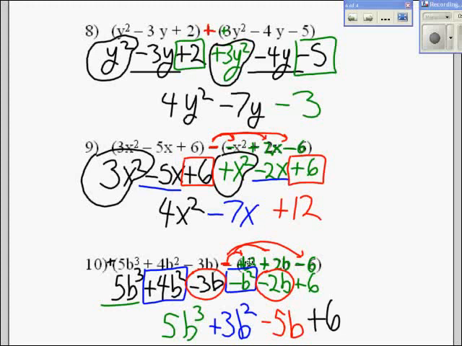So this is what your work needs to look like. I need to see that you've rewritten it without parentheses. When it's addition, you just copy everything exactly the way it is. All the signs in here stay the same. When it's subtraction, you're changing all of the signs as you copy it to your second line. Then you're combining your like terms.